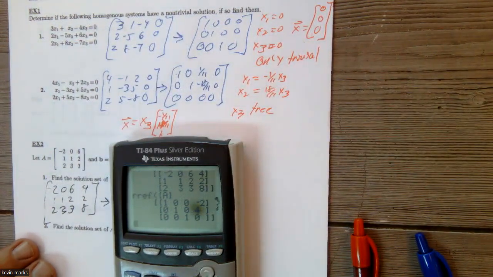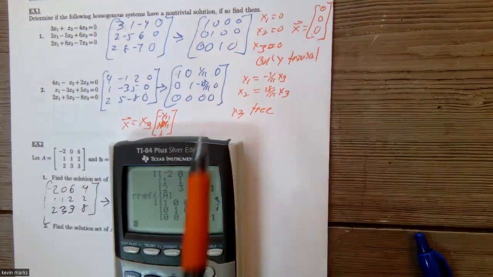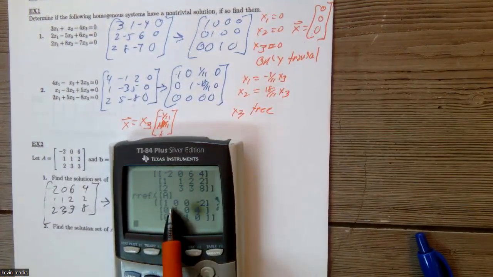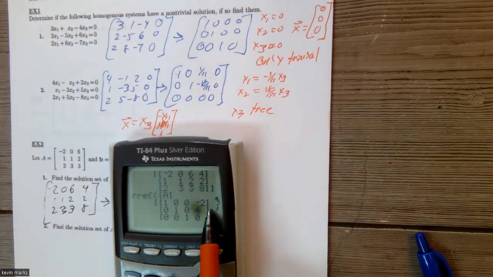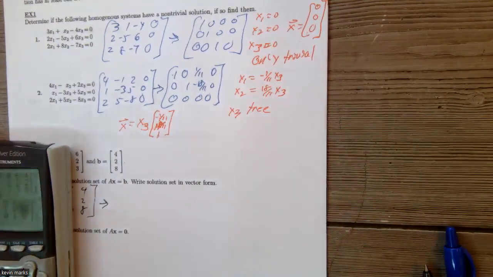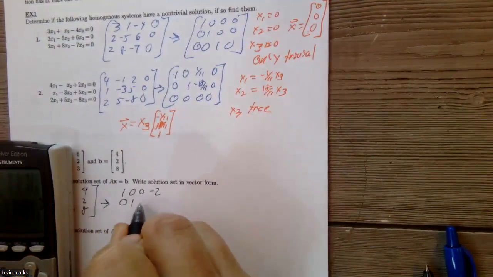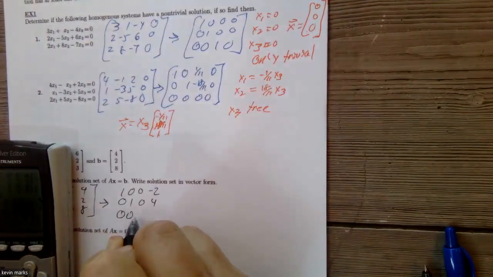Okay. So when you row reduce this, you can see it's kind of like that first one here. You see how you have all three of your main variables, they're all pivots. So that means in this case, you're going to end up with a unique solution. Okay. So here you're going to get 1, 0, 0, negative 2, 0, 1, 0, 4, 0, 0, 1, 0.